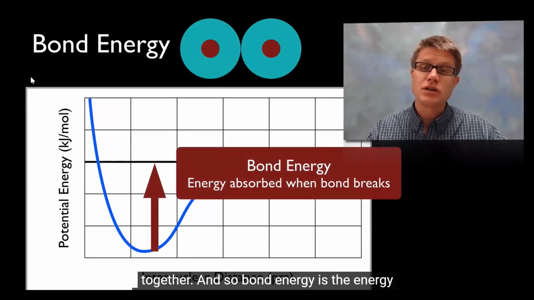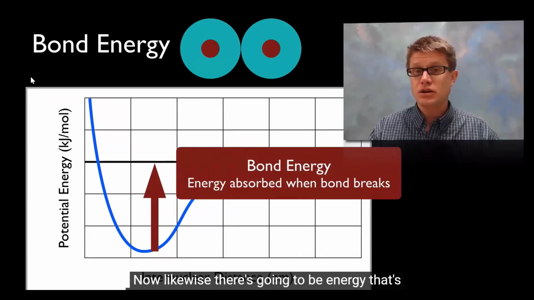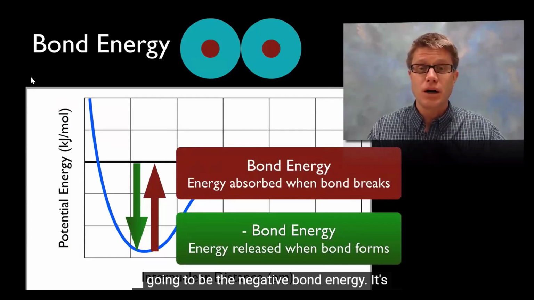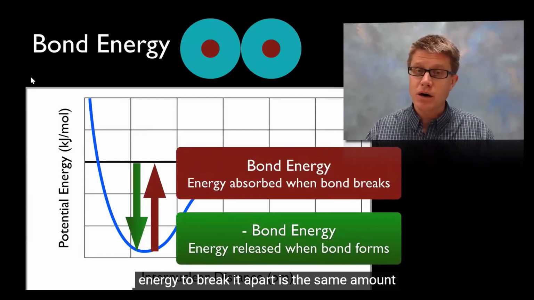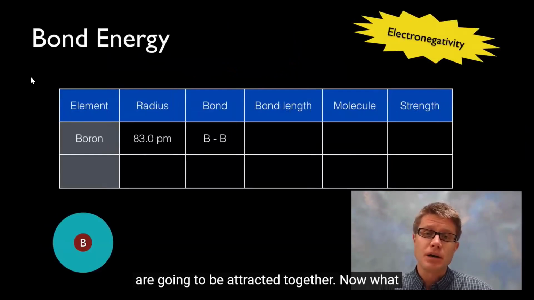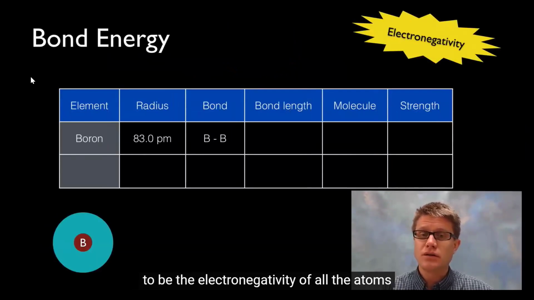And so bond energy is the energy absorbed when we break those atoms apart. Now likewise, there's going to be energy that's released as we bond those together, and that's going to be the negative bond energy. It's going to be exactly the same. The amount of energy to break it apart is the same amount of energy that we get when those 2 atoms are going to be attracted together. Now what contributes to that bond energy? It's going to be the electronegativity of all the atoms involved in that molecule.